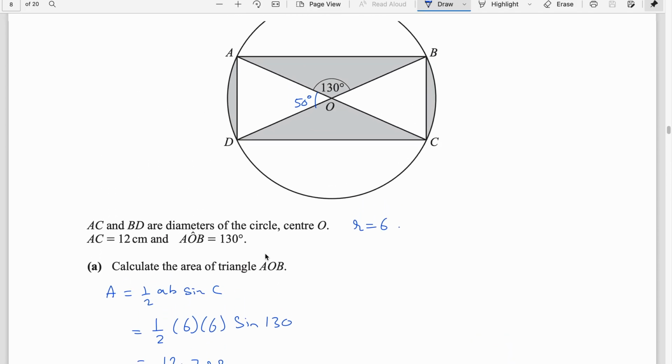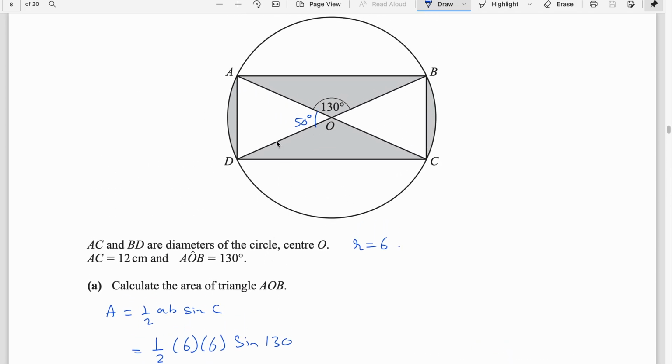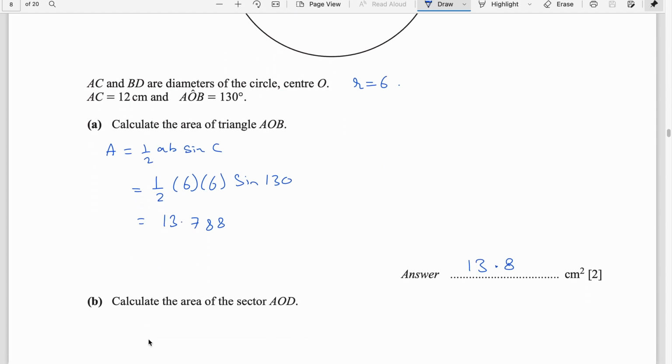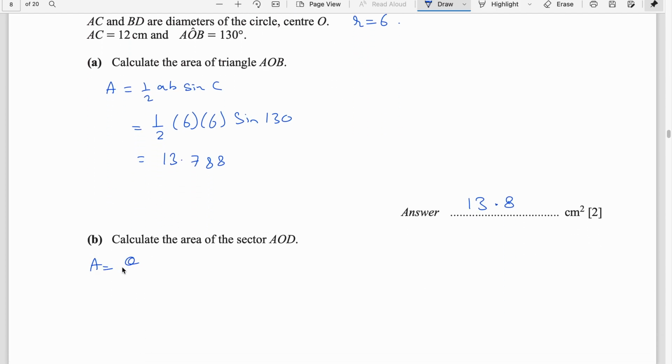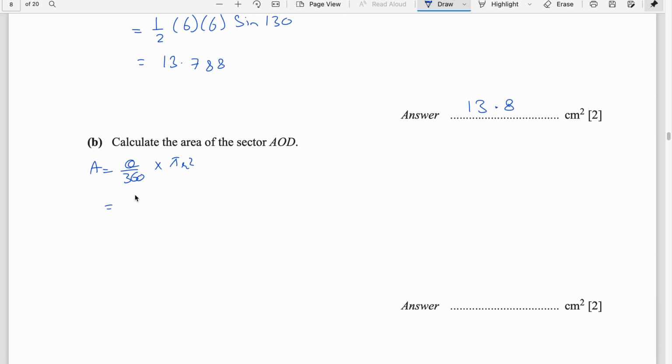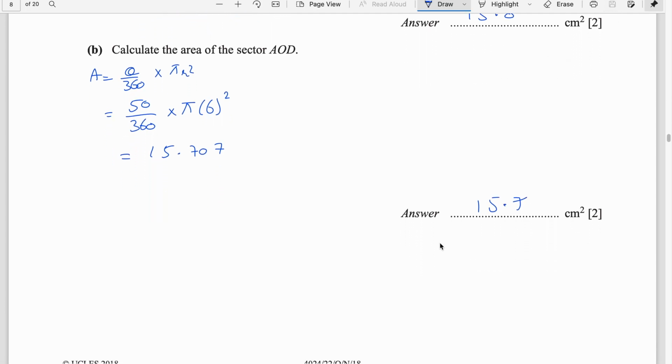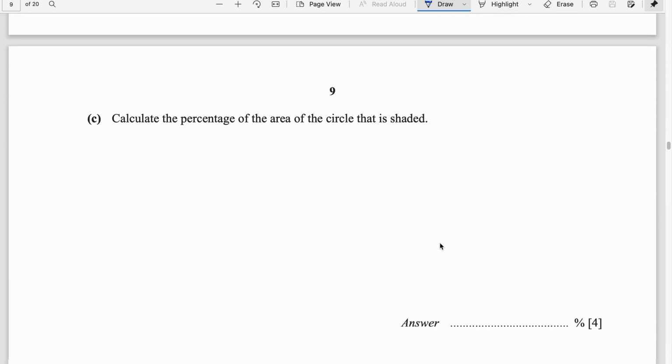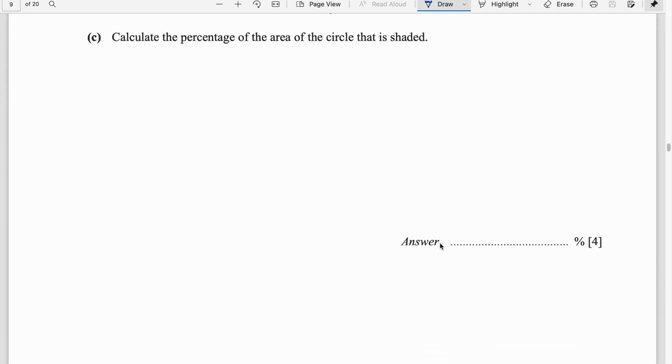Calculate the area of sector AOD. AOD, this complete sector, area is equal to angle by 360 times pi r square. So angle is 50 by 360 times pi, radius is 6 squared. So approximately equal to 15.7 up to 3 significant figures. Calculate the percentage of area of the circle that is shaded.